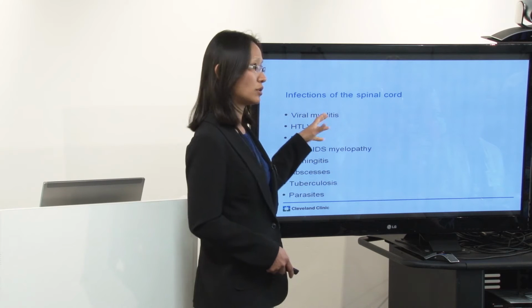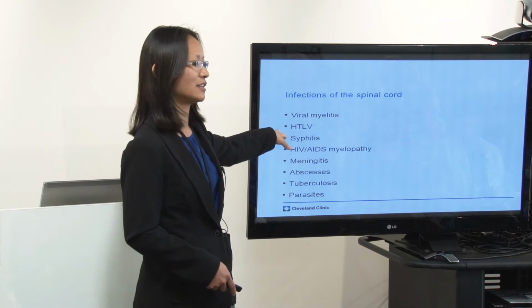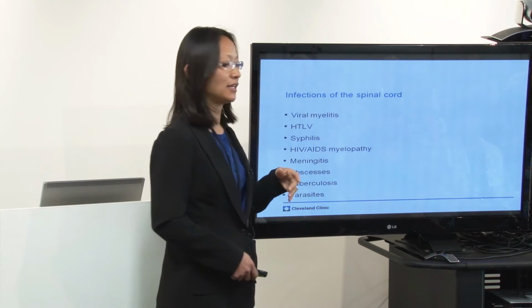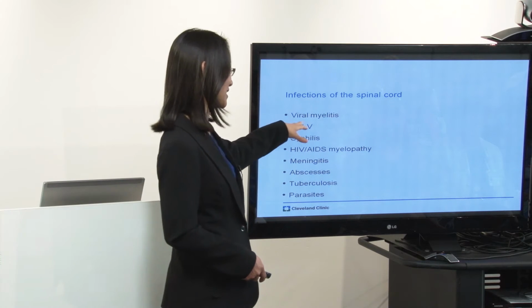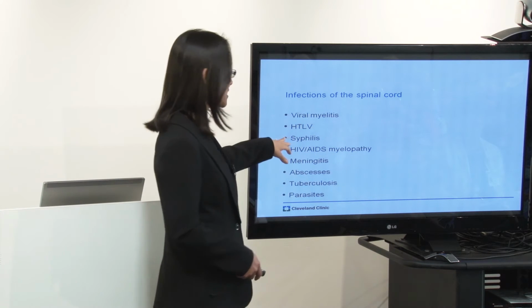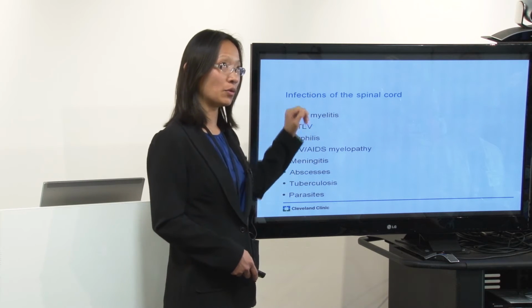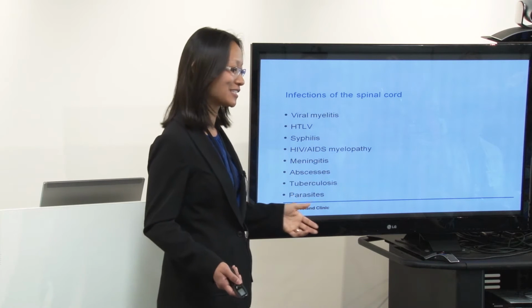HTLV is human T-lymphotropic virus. It causes a disease called tropical spastic paraparesis. Unless you deal with it commonly, we won't really talk about it much else, but this is another virus that affects it. Syphilis is an old one. It's the one that we've probably known about more 100 years ago than we know about now, because I think the cases are much decreased.